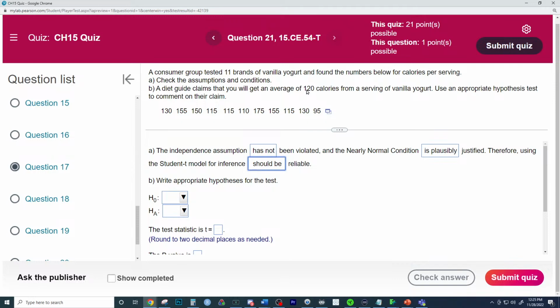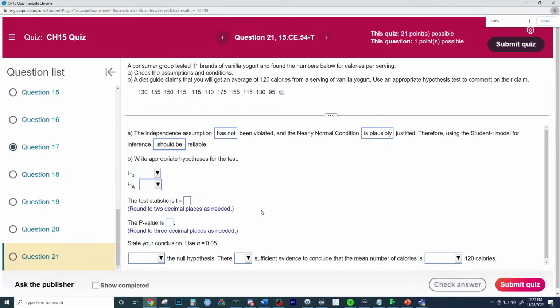They want to test if 120 calories is the true mean. Remember, this is quantitative. So what would be the null hypothesis? Try writing the null without clicking one of these buttons. What would be the null hypothesis for testing? It'd be equals, right? But what else? What would we write right here?